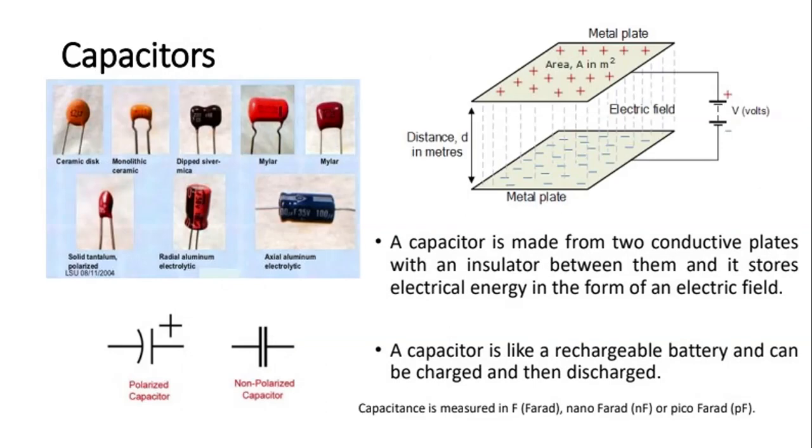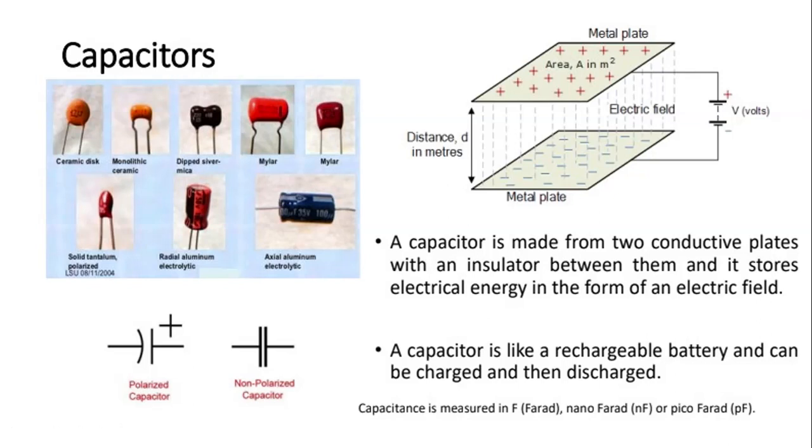Next component is a capacitor. There are different capacitors: ceramic capacitor, monolithic capacitor, dipped stream capacitor, mica capacitor, and electrolytic capacitor. These are the different capacitors we can see here. The polarized capacitors have the symbol like this, as we can see here on the bottom side, and the non-polarized capacitor is like this. So a polarized capacitor has positive and negative polarity itself. The ceramic capacitor is non-polarized, and the electrolytic capacitor is polarized.